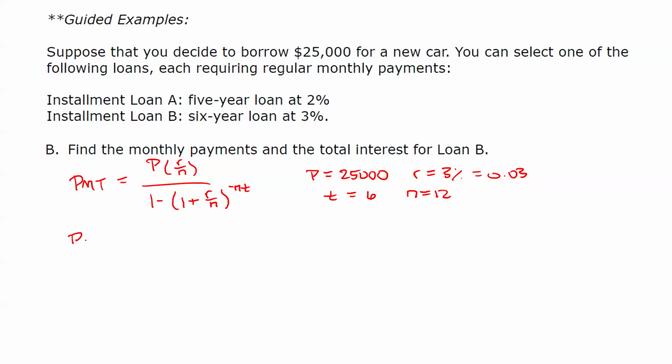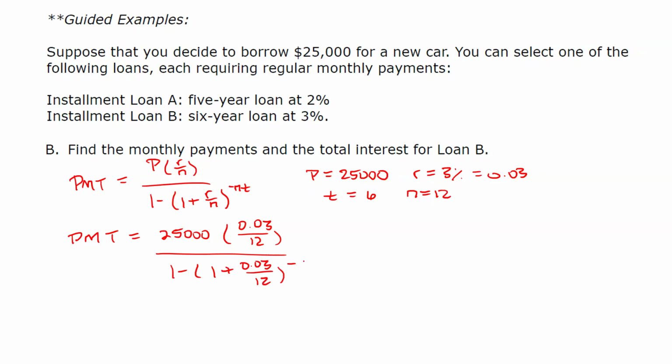So if we substitute this into our formula, we're going to get 25,000 times 0.03 divided by 12, all over 1 minus (1 plus 0.03 divided by 12) raised to the power negative 12 times 6. So now we'll enter that into our calculator.